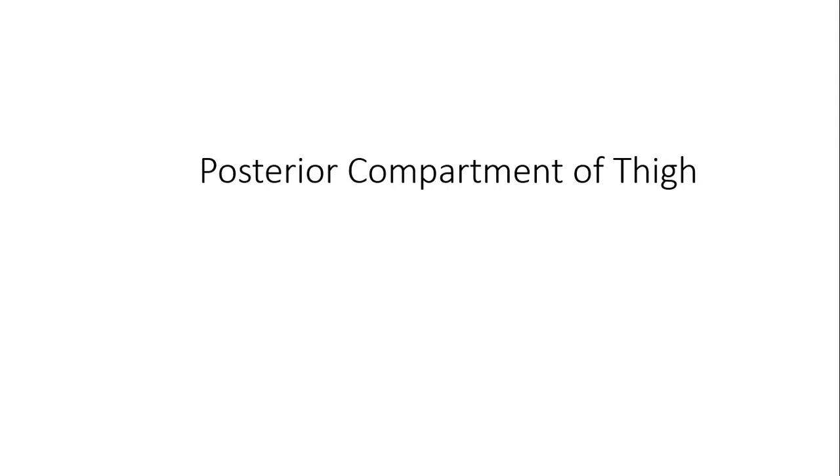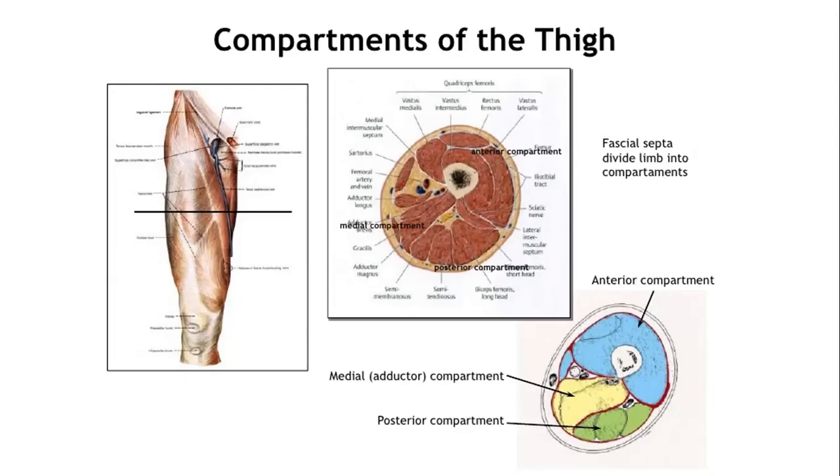Today we are going to discuss the posterior compartment of the thigh, which is a very important compartment in the sense that most of the injuries related to sports occur in the hamstring compartment. We do hear very often that such and such player has got a hamstring strain or hamstring injury and is unable to play. So, the posterior compartment of the thigh.